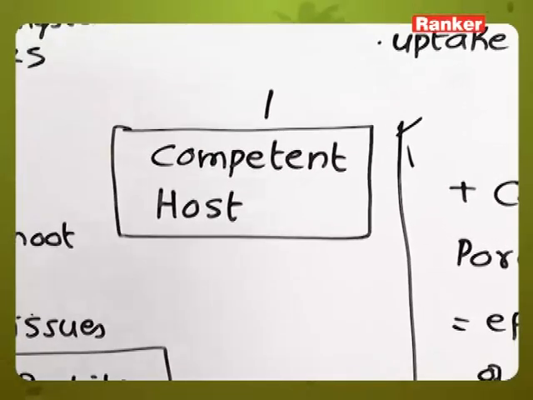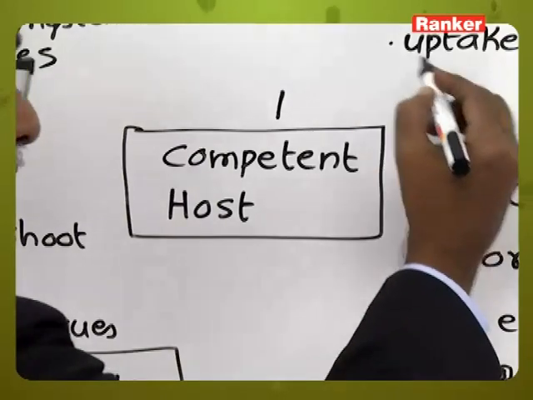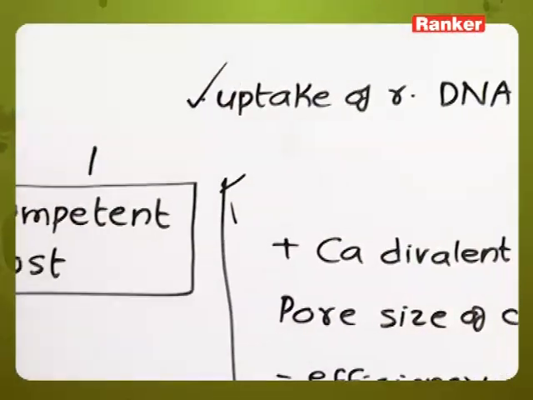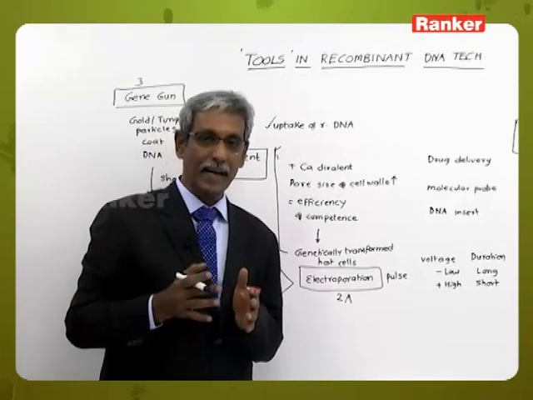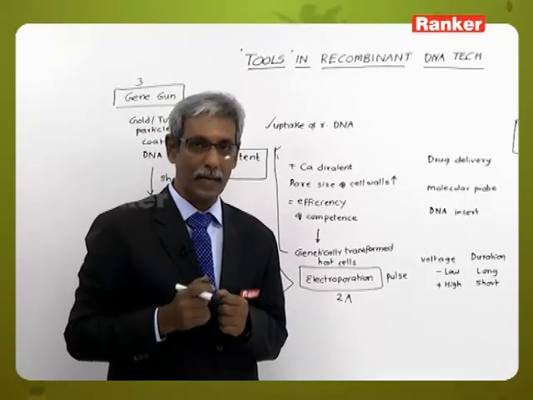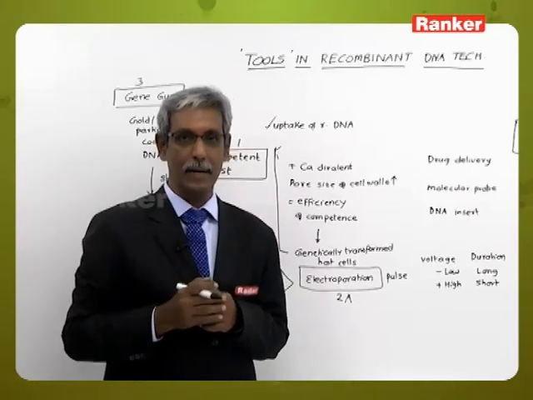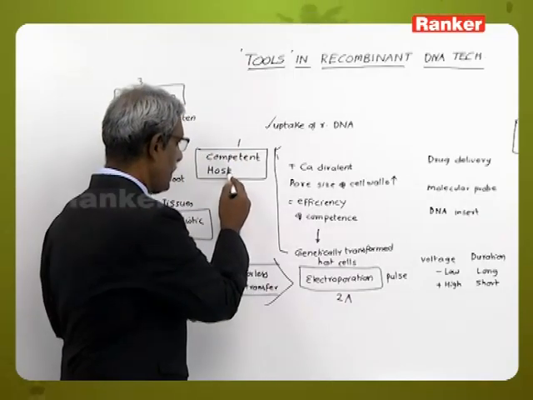A competent bacterial cell is a competent host. A competent host is one which can take up a recombinant DNA. How can you exactly know whether the bacterial cell is taking up the recombinant DNA? What is its capacity to accept the recombinant DNA? That is termed a competent host.